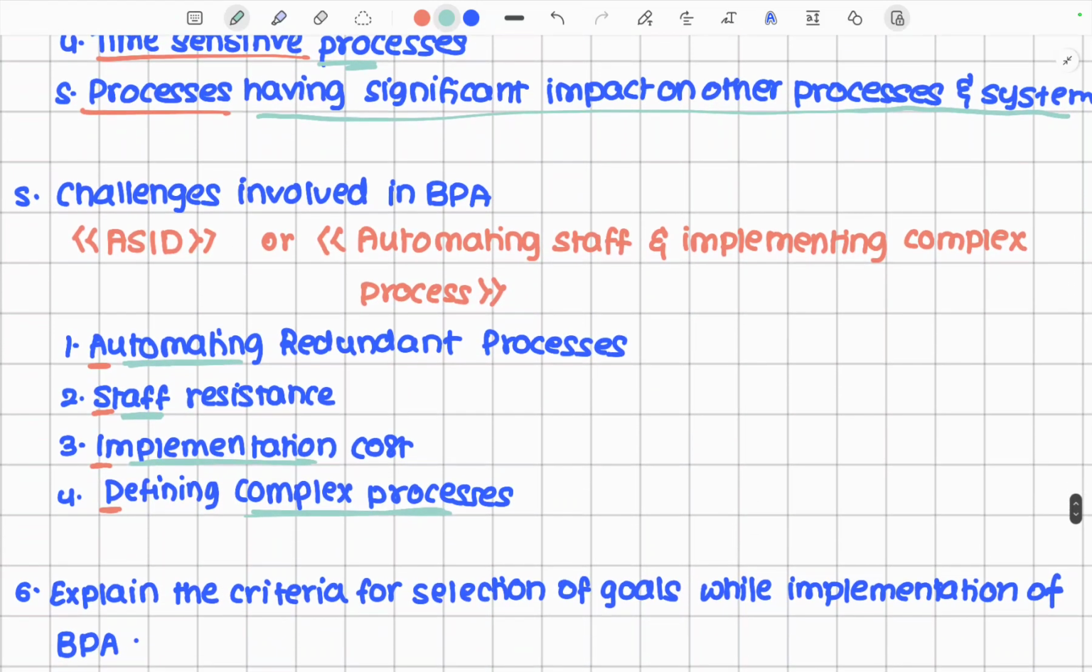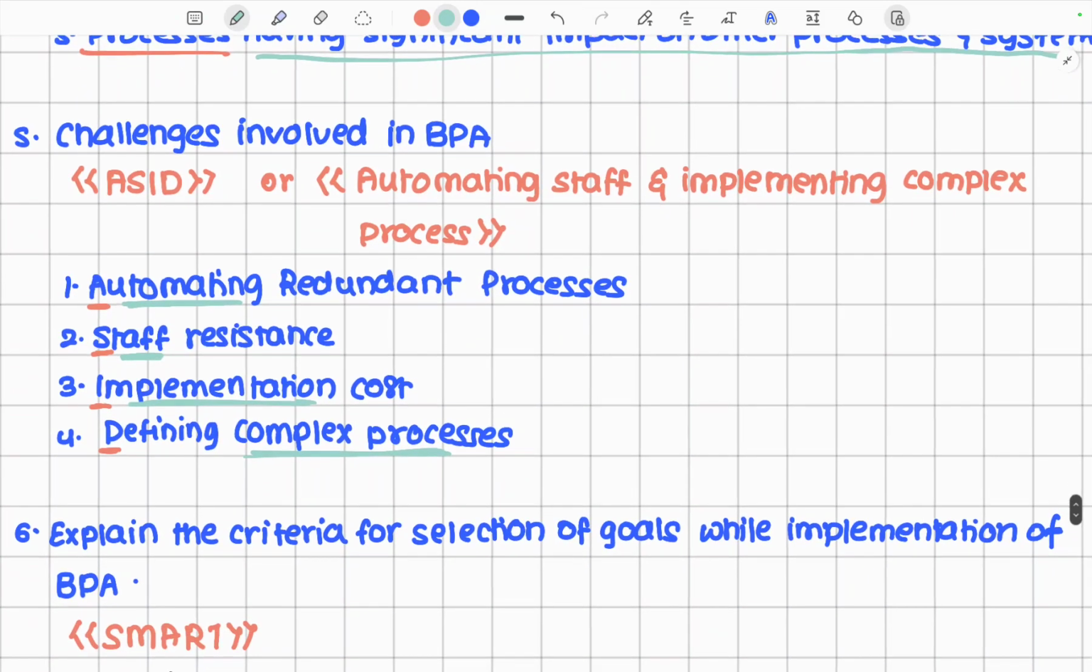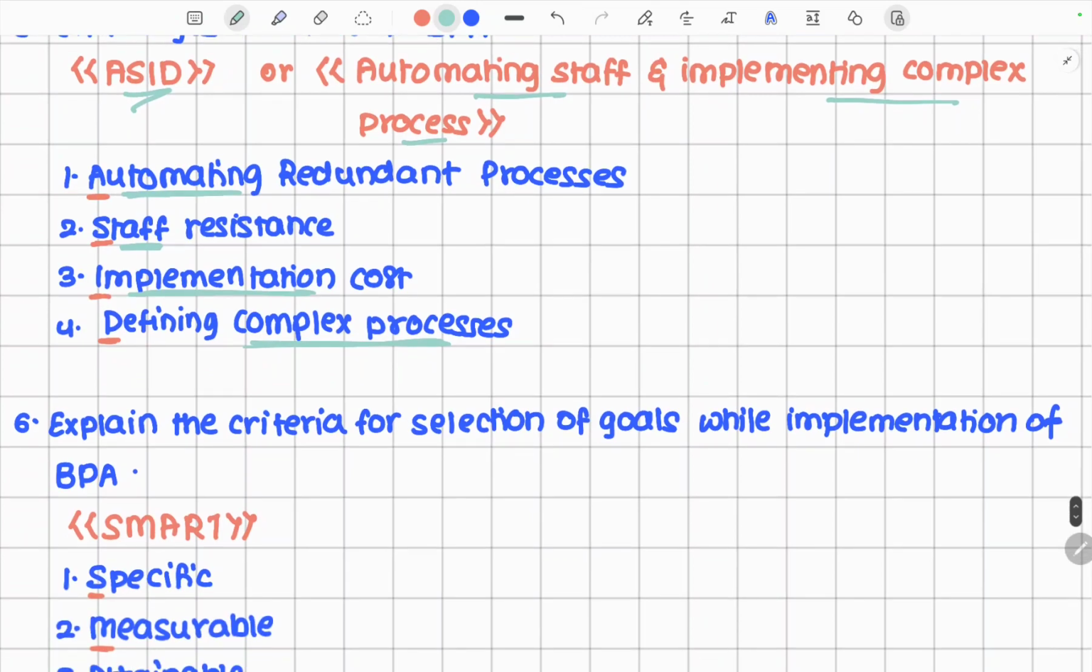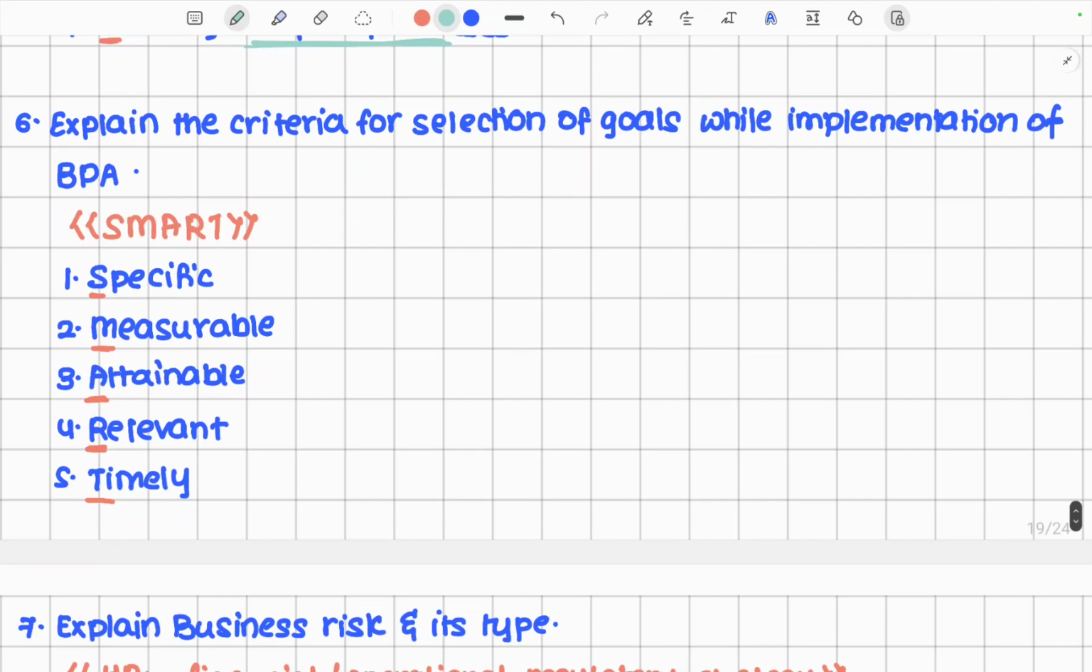Next question is, challenges involved in BPA. The cheat code is ACID, or automating staff. What is the biggest challenge? The biggest challenge is to automate the staff and implement complex processes, or ACID, that is automating redundant processes, staff resistance, implementation cost, and defining complex processes.